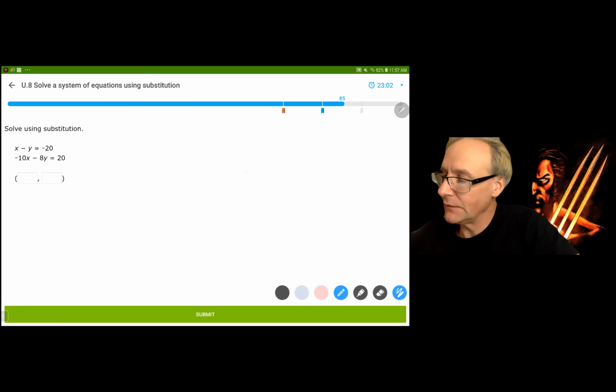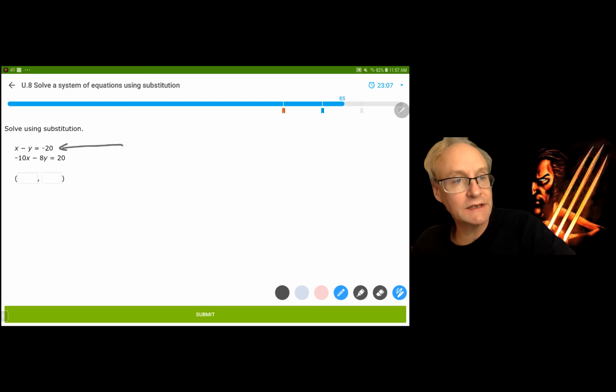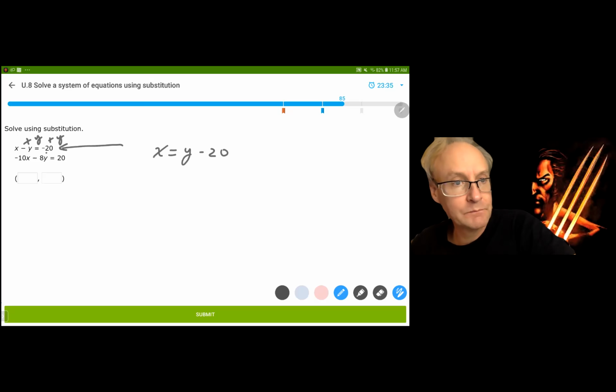So I'm going to go ahead and solve the first equation for x. And I think you can see why I chose to solve for x, hopefully. If I solved for y, I would end up doing 2 steps. I'd have to subtract the x and then change all the signs. If I solve for x, I just have to add y to both sides. So, I'm just going to say x equals y minus 20. All I did was add y to both sides. And y plus negative 20 is the same as y minus 20.